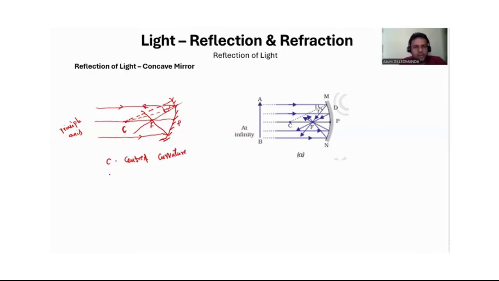And then what is R? R is the radius of curvature. Then what is F? F is the focus point. And what is P? Pole of the mirror. Now, this axis, CP, CP is the principal axis.